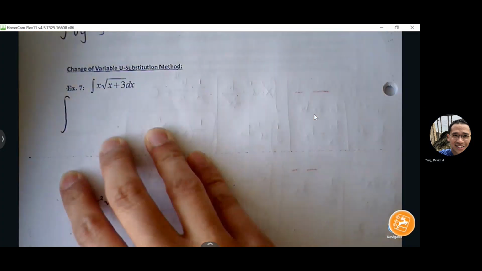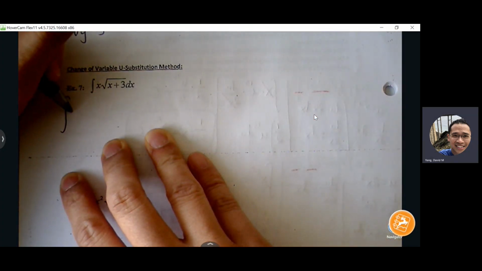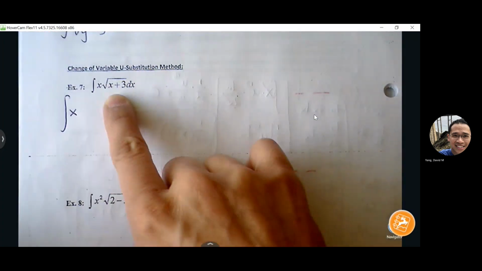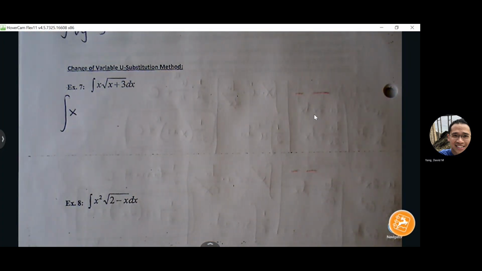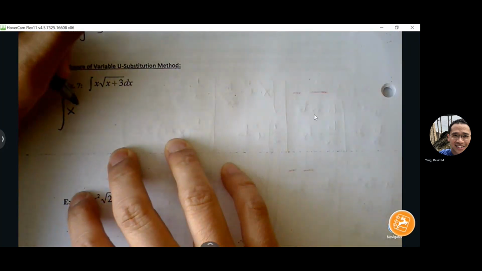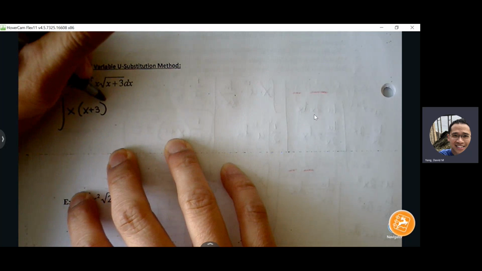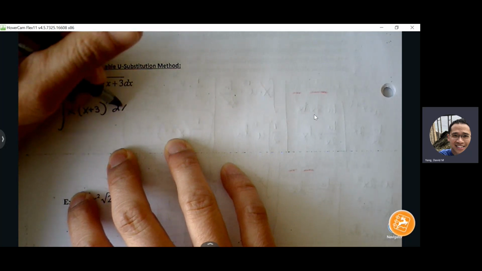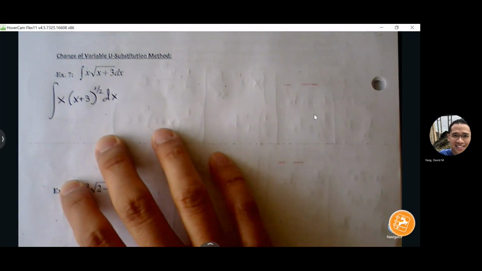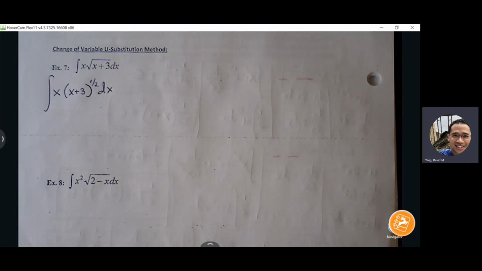So let's look at U substitution. Let's rewrite the problem. The radical can be rewritten as what? x plus 3 to the 1/2 dx. Okay. Can you guys foresee what issue we're going to run into?